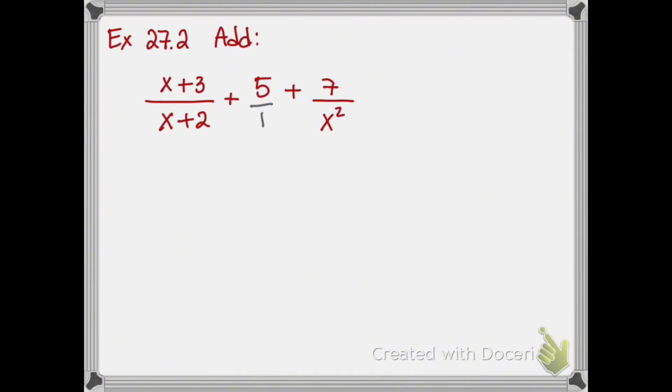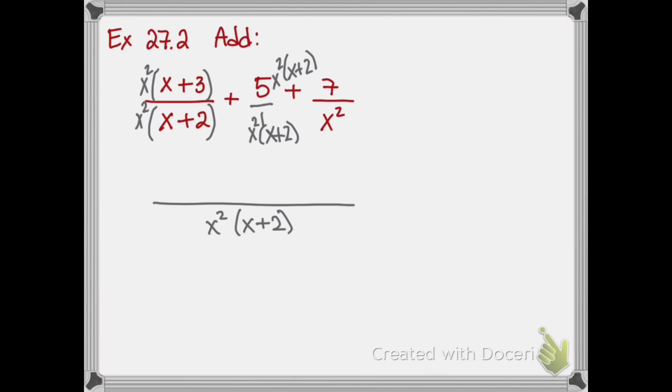In the second example, we have to do the same. The denominators we have are x plus 2, 1, and x squared. So the LCM is going to be x squared times x plus 2. In this case, we have to multiply the first one times x squared, because that's what we're missing. For 1, we have to multiply times everything, x squared times x plus 2. And then for the last one, we just need to multiply times the parentheses, x plus 2.